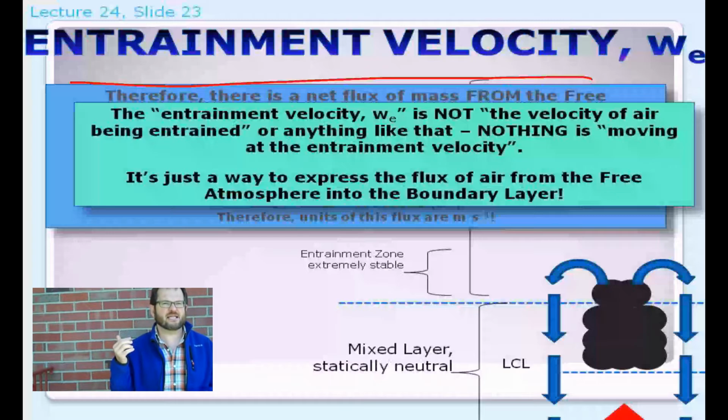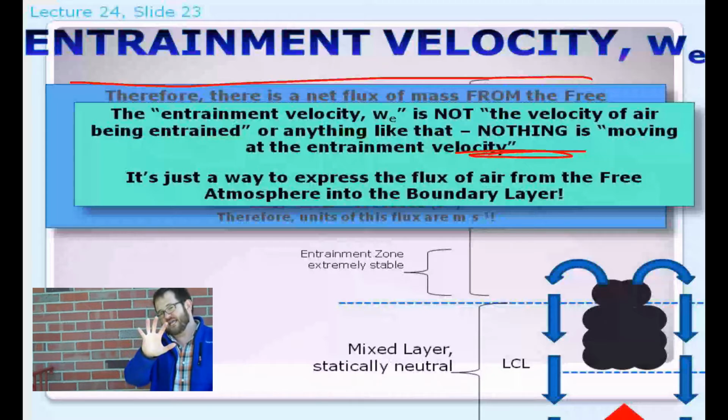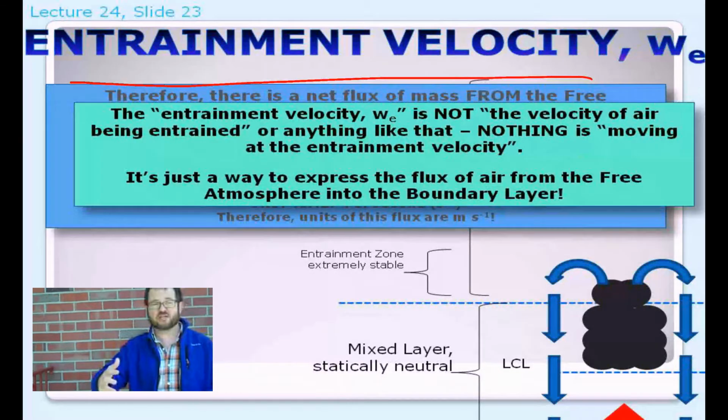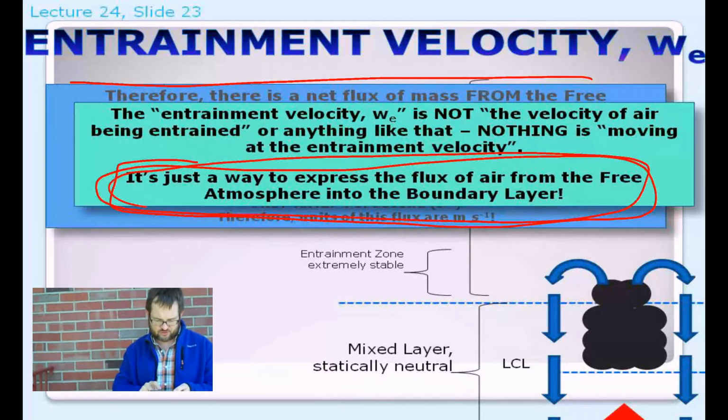The entrainment velocity, oh man, students always want to hook a bad idea onto this. They want to say, oh, the entrainment velocity is the velocity of the air that's entraining. No. The entrainment velocity is how fast the entrainment is happening. Nothing is moving at the entrainment velocity. That's not the point here. The units are a unit of velocity, but it is a flux. It is a transport of material from above the boundary layer into the boundary layer.